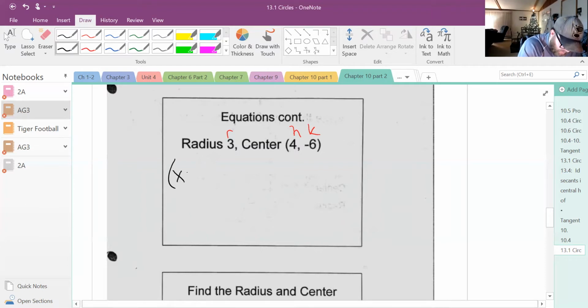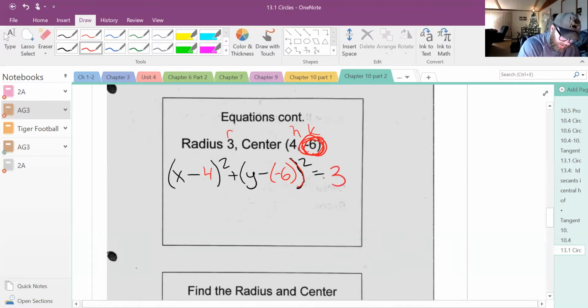You have (x minus h), my h is 4, whole thing squared, plus (y minus my k). Now don't trip up here. It's -6, so you put -6 in for k. Equals my r squared, which is going to be my 3 squared. Remember, don't get tripped up right here. This double negative, what do 2 negatives make? 2 negatives make a positive, correct? Yeah, you're right. I know.